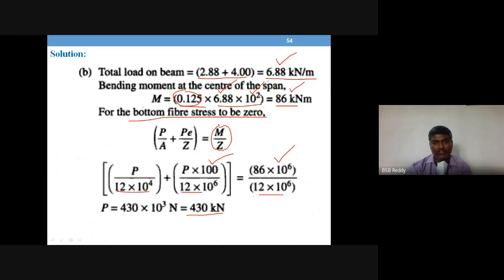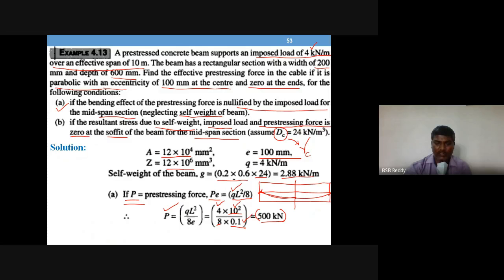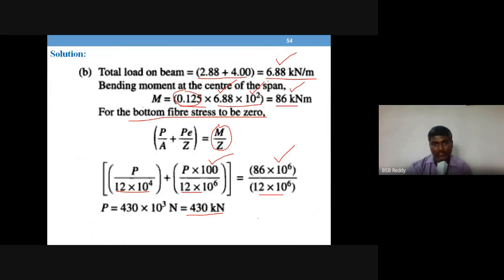A lesser force is required to make the bottom stress 0. Okay. Whereas to balance just the live load, you need to have 500 kilonewtons. Okay, neglecting self weight. Right. So this is how we solve the different patterns.